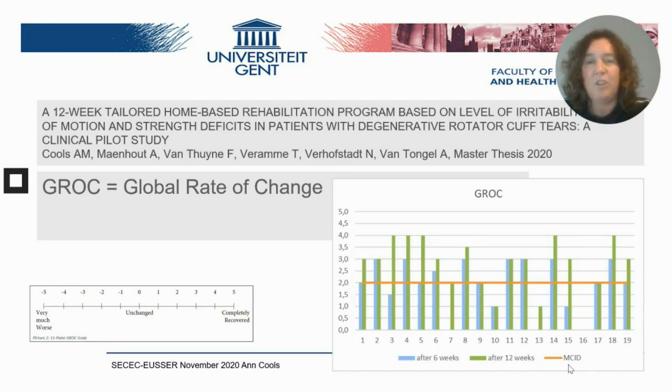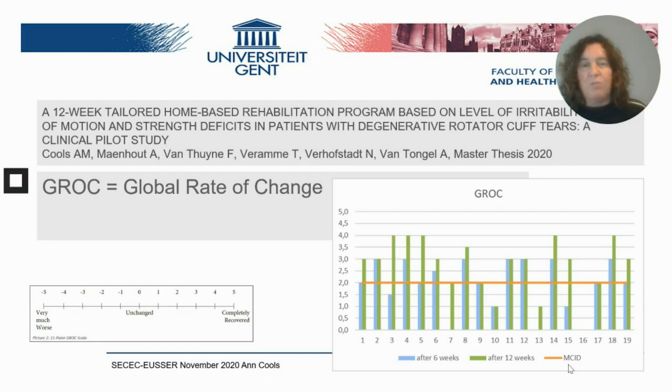an increase in the GROC that was for most of the times and most of the patients higher than the minimal clinically important difference, which is the orange line. So most of our patients reported a better global rate of change that was higher than what is supposed to be clinically relevant.